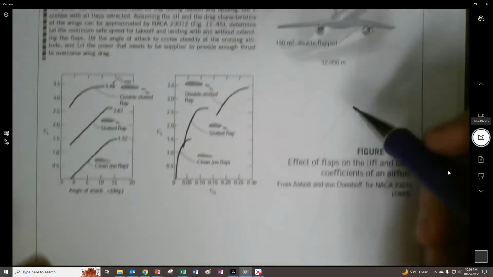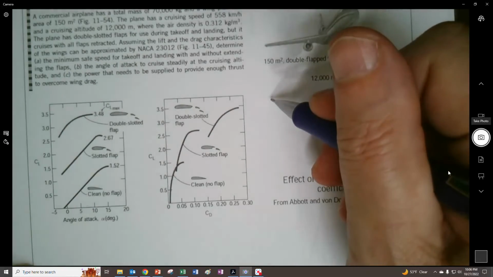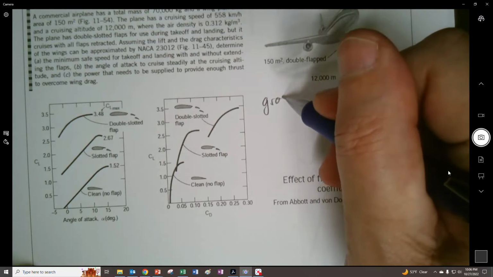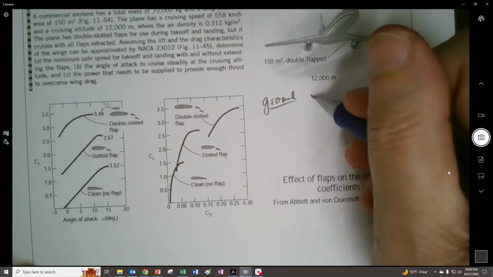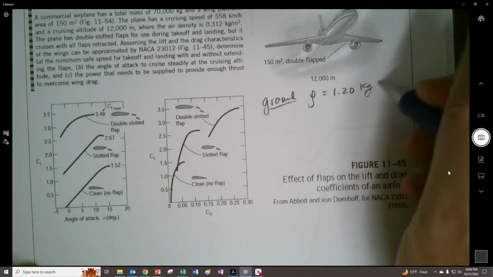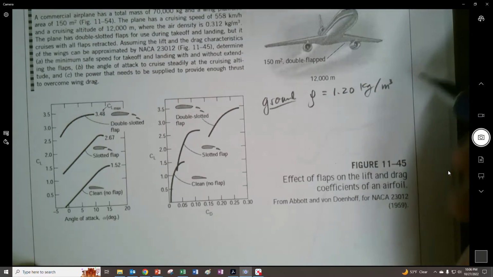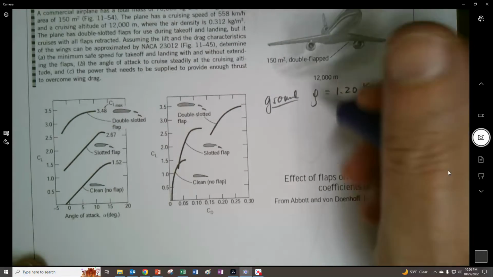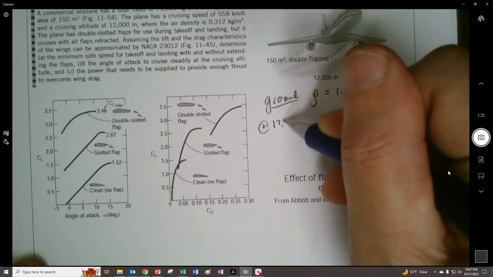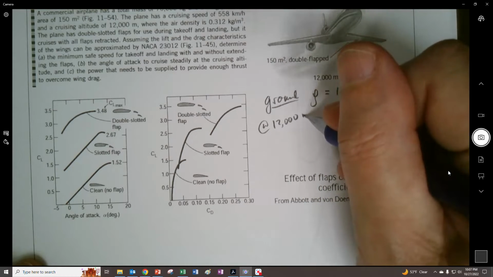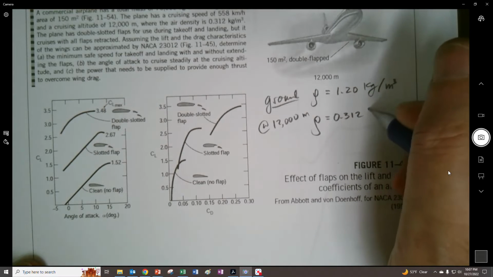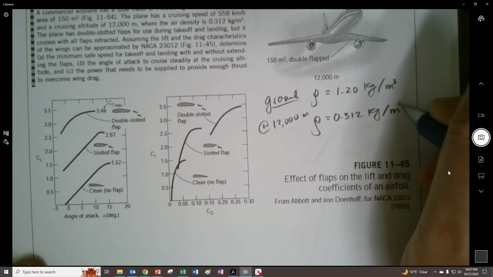Let's see. Some of the first things I'm going to do is write down some data. So at ground, the density is going to be equal. We're going to use 1.2 kilograms per cubic meter of air. So that's the air density, mass density. And then at 12,000 meters, we're going to use a density of 0.312 kilograms per cubic meter.